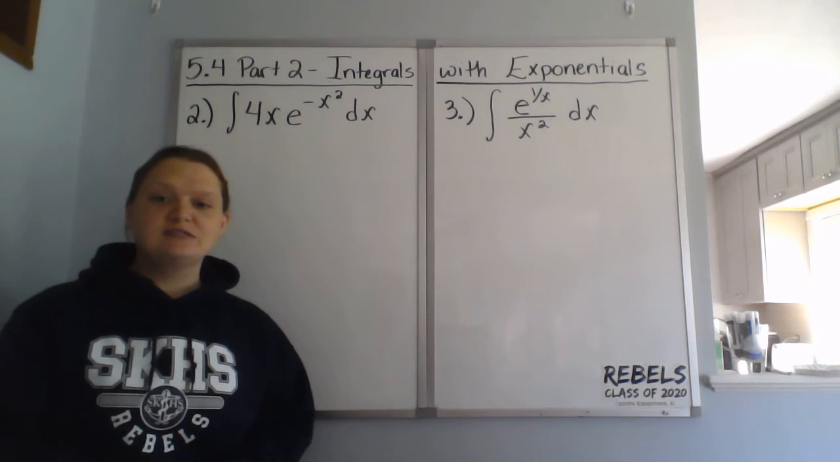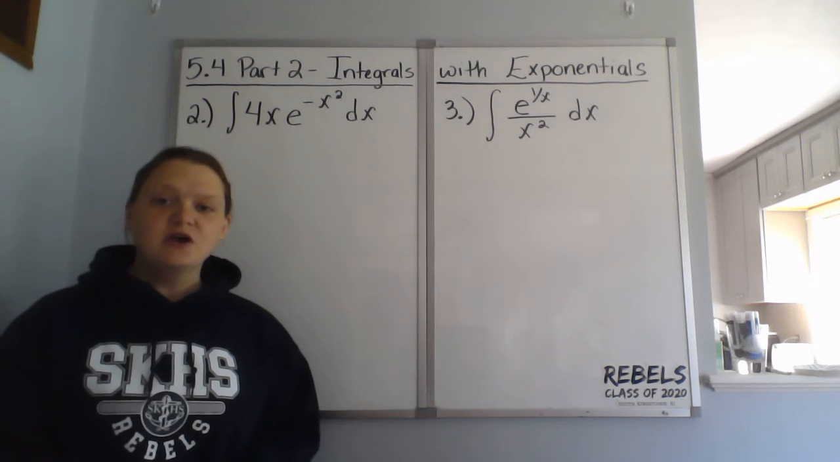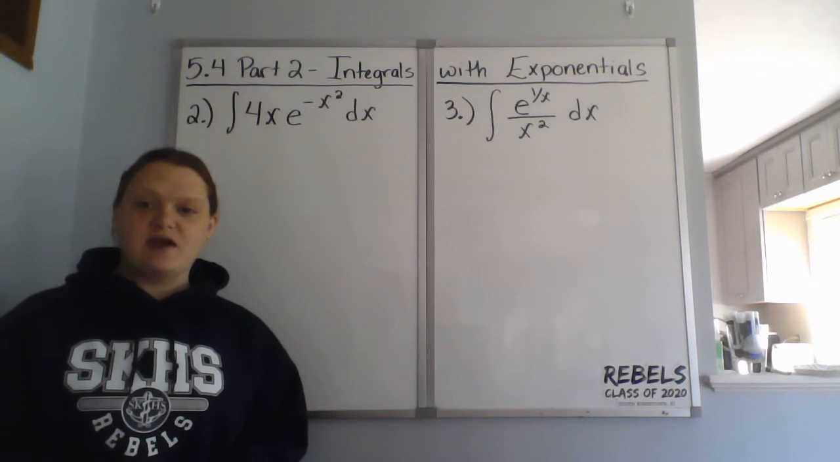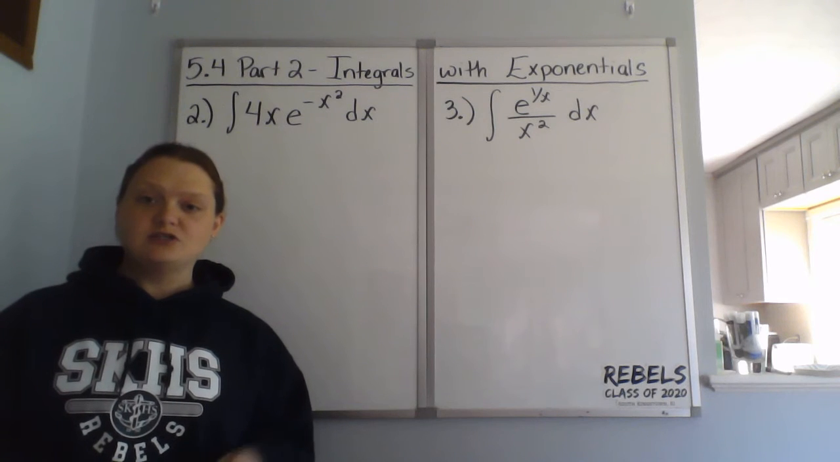Let's take a look at two more examples of finding antiderivatives involving exponentials. For problem number 2, we have 4x e to the negative x squared dx. I need to first go through and identify a u, because it's not just e to the x dx.